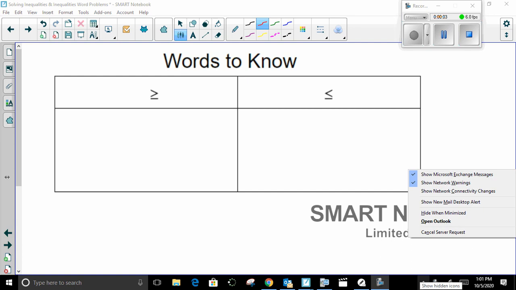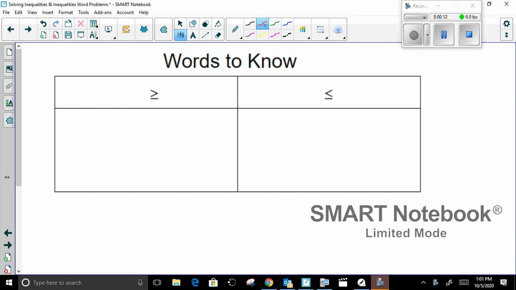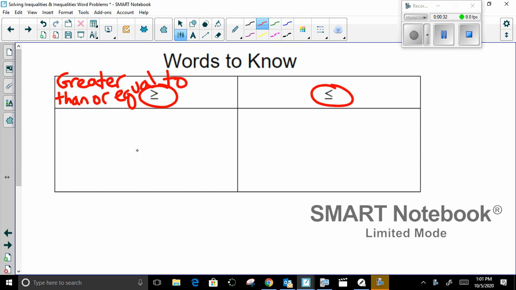Hey guys, today we're going to work on inequality word problems. Before we really get into this, there are some words that we need to know. So think about this symbol that you have right here and this symbol that you have right there. What are each one of those symbols? That first symbol is greater than or equal to. So therefore, the next symbol must be less than or equal to.